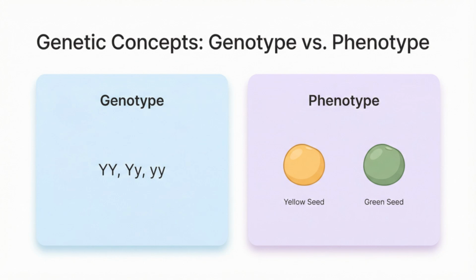It is crucial to distinguish between what genes you have and what you actually look like. Genotype is the organism's allele pairs, the code inside. Phenotype is the outward appearance. Notice this. 2 different genotypes, big Y, big Y and big Y, little y, can result in the exact same phenotype. You can't always tell a plant's genetics just by looking at it.